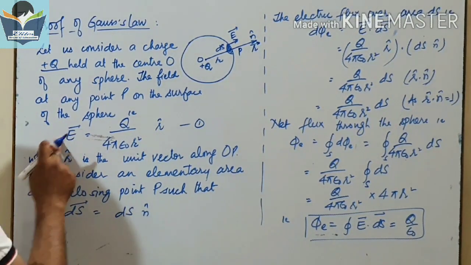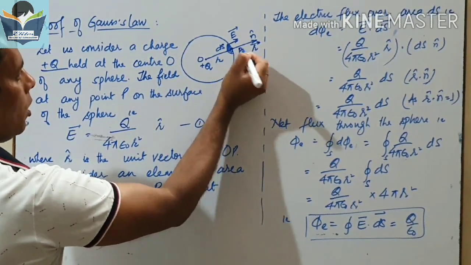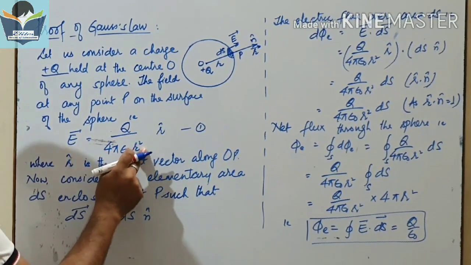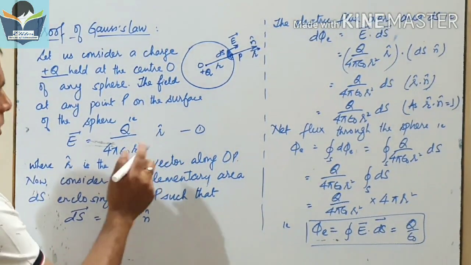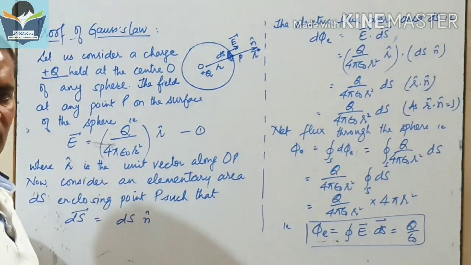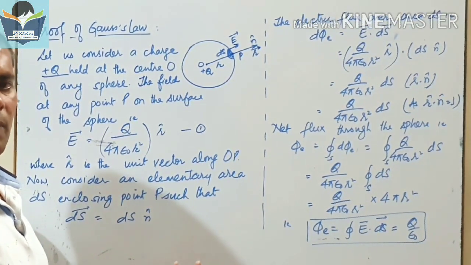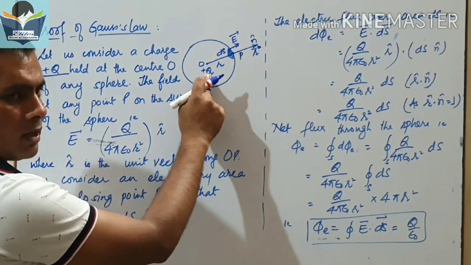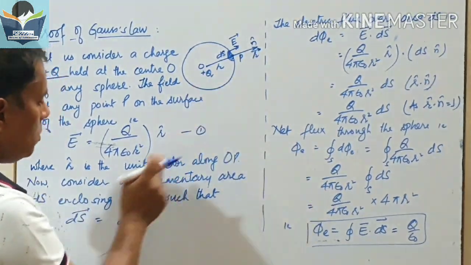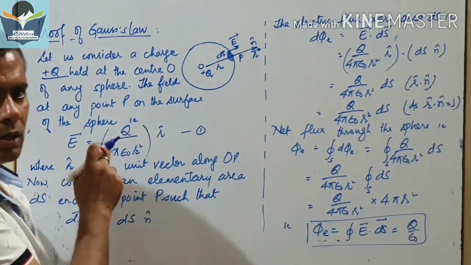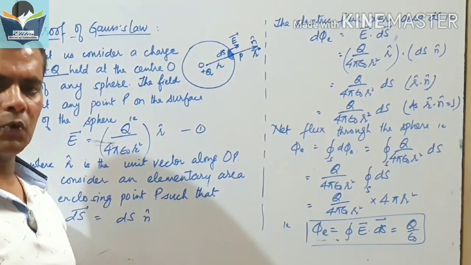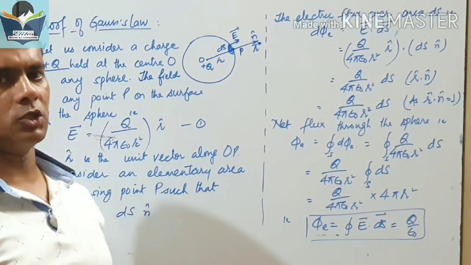So the electric field at any point P on the surface will be Q upon 4 pi epsilon naught R square into R cap. This is the general formula for the electric field, 1 upon 4 pi epsilon naught times Q upon R square. R is the distance of point P from the center O, where we have placed the charge. This is the field, into R cap. We have put R cap to represent the direction of the electric field.